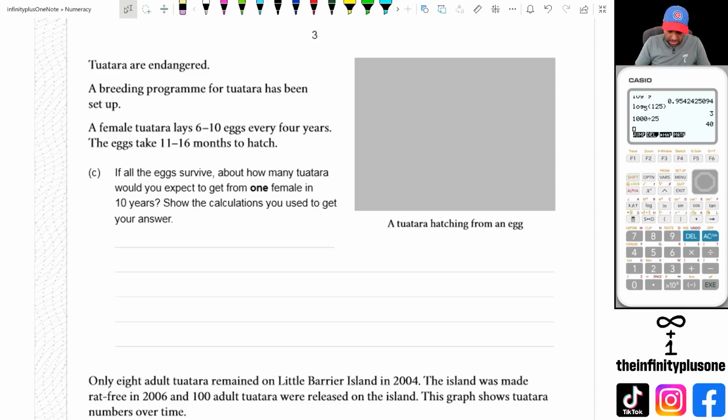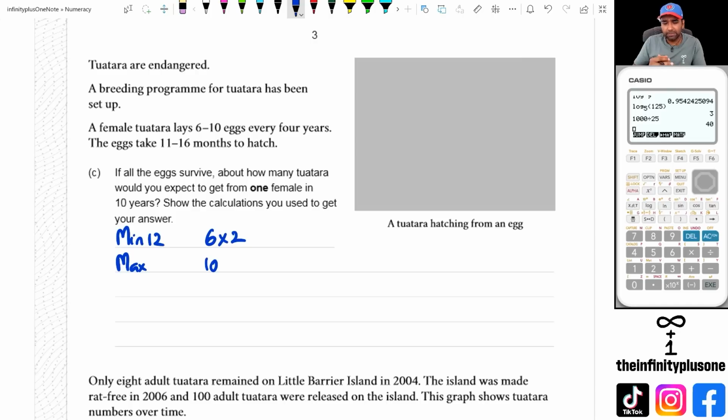That's the minimum. So if 12 eggs hatch, then your minimum number could be 12, because you would actually have 6 times 2, which is equal to 12. Now, if you think about it as a max, the maximum eggs is 10, but because it's every 4 years, you can say that over 10 years, she could potentially have laid 3 lots. And you might be wondering, how's that possible?